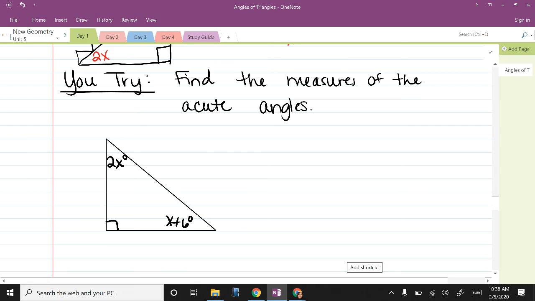One is 2x and one is x plus 6. 2x and x plus 6. You don't have to draw the triangle, just find both angle measures.